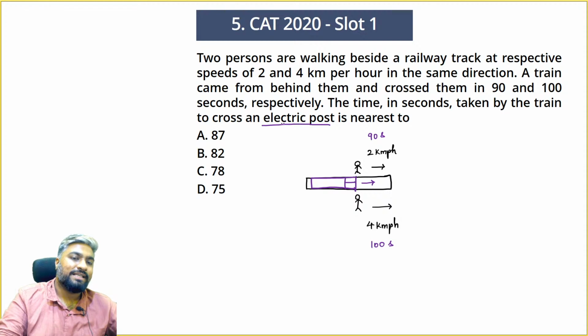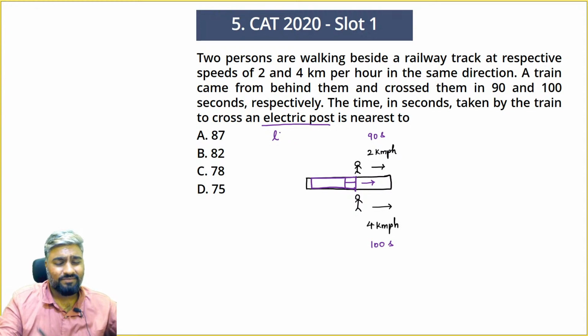Electric post, which basically means they're asking the length, correct? If we have the speed, we can find out the length. With the length, we need to find out the time taken. Clear? Yes, guys. So let's quickly deal with the first situation. What is happening in the first situation? Both the man as well as the train are running.